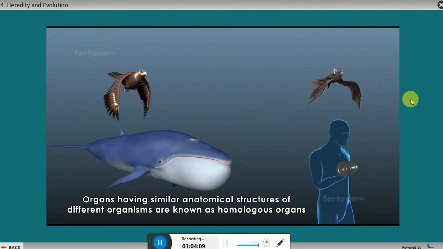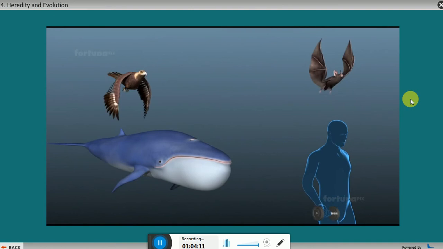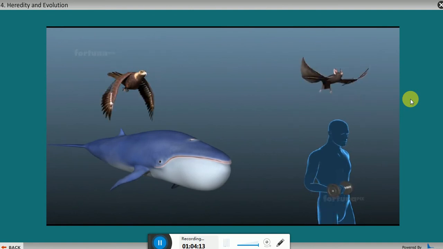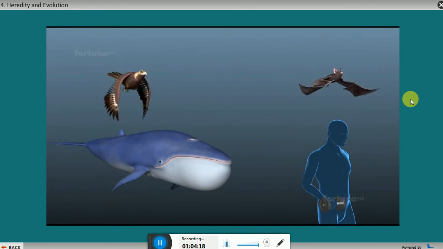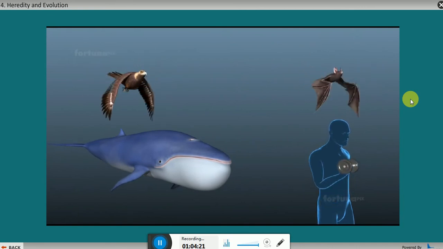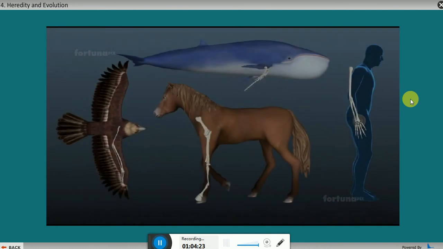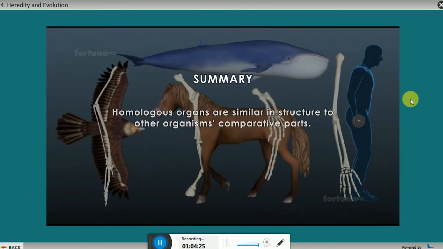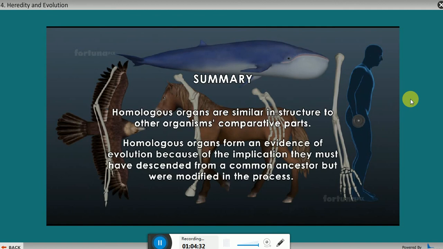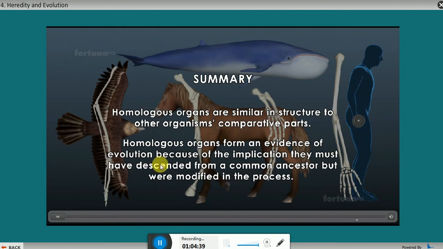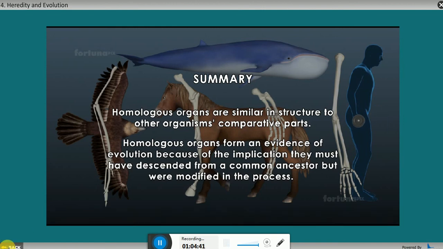These homologous structures are considered one form of evidence that vertebrates with 4 limbs have descended from a common ancestor, but have become modified in the process. Summary: homologous organs are similar in structure to other organisms' comparative parts. Homologous organs form an evidence of evolution because of the implication they must have descended from a common ancestor, but were modified in the process.